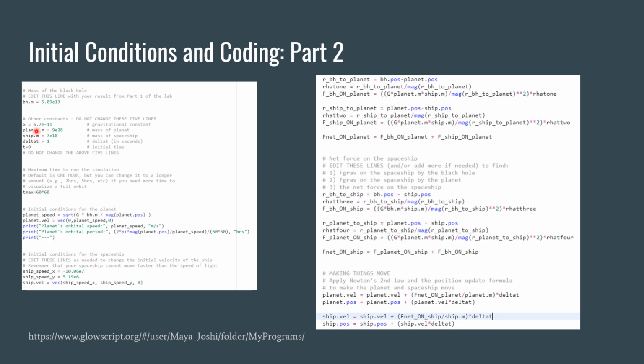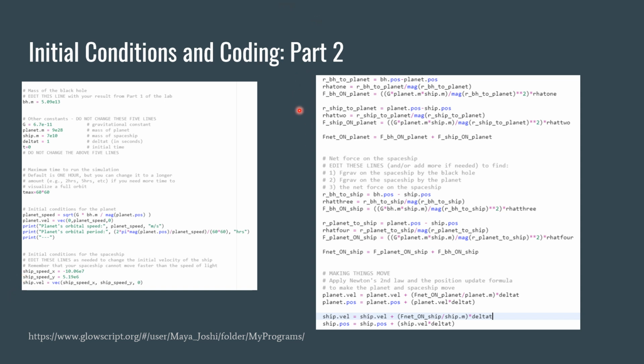All right, so here are the initial conditions. We first have the mass of the black hole, which we found through part 1. These are just the constants, like the gravitational constant, planet mass, ship mass, delta t, and the initial time. Then we have the maximum time interval. And then these are the initial conditions for the planet, where we found planet speed and planet velocity using the planet speed. And then these are the values of ship speed, x and y, found through trial and error.